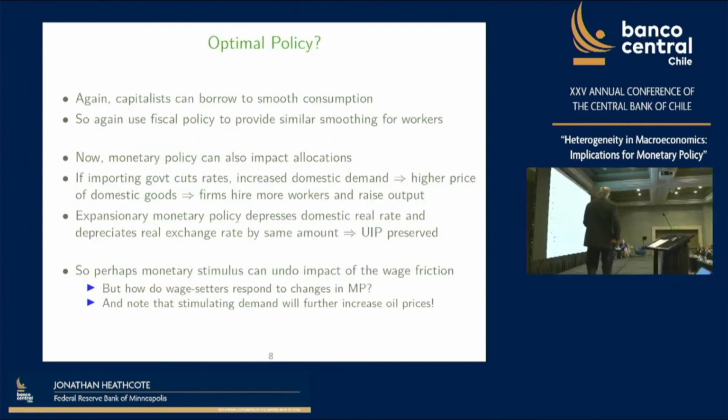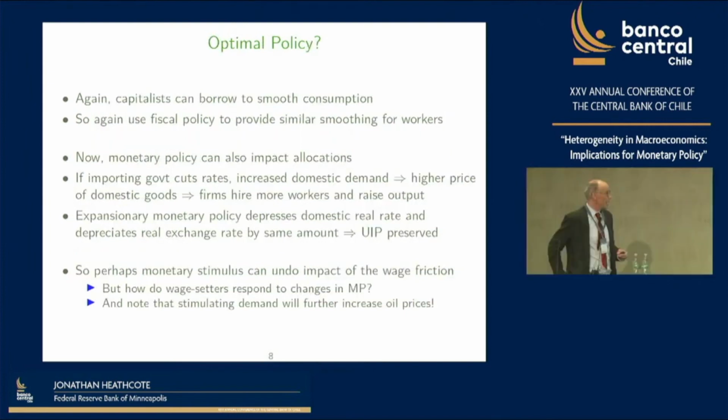Okay, so what to do in this setting? Again, the capitalists can borrow, so again, you want to use fiscal policy to effectively allow the workers to borrow. Monetary policy now can have some real impact on allocations. If the importing government cuts interest rates, that's going to stimulate demand and raise the price for domestic goods. Firms are going to hire more workers and produce more output. Cutting domestic interest rates is going to depreciate the real exchange rate by the same amount, so you're going to preserve UIP.